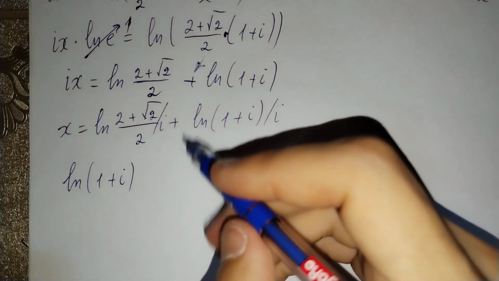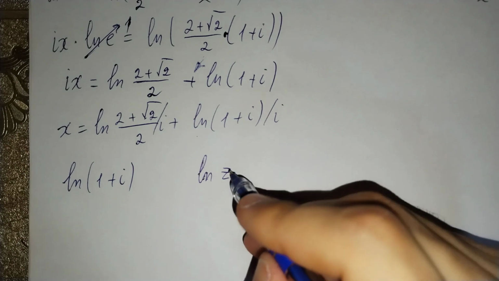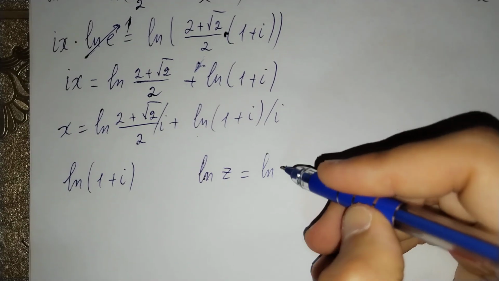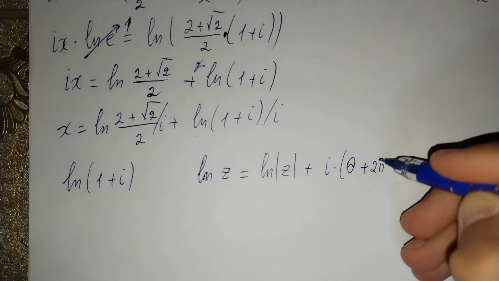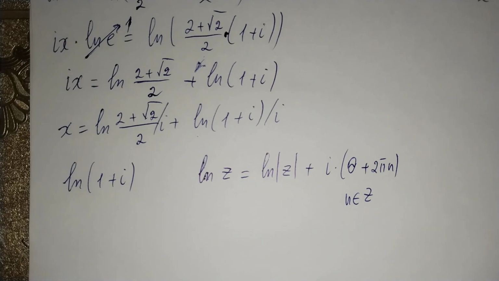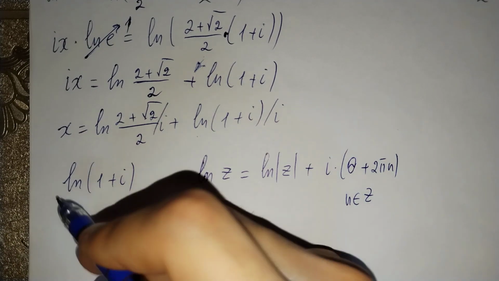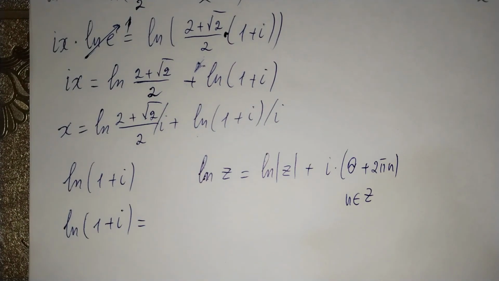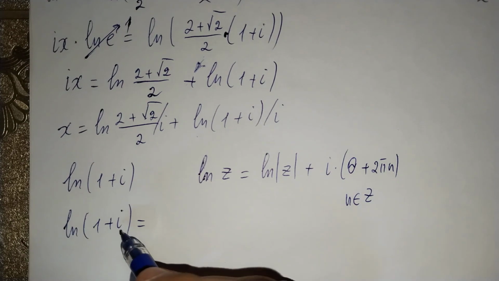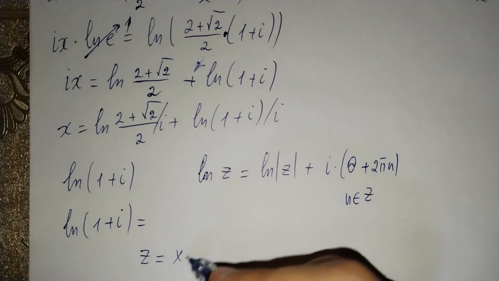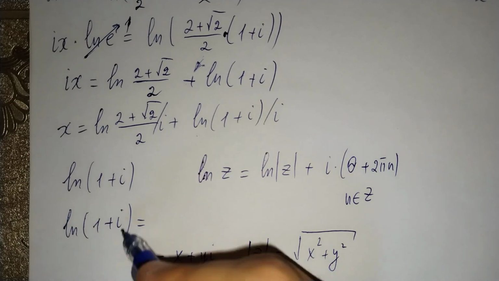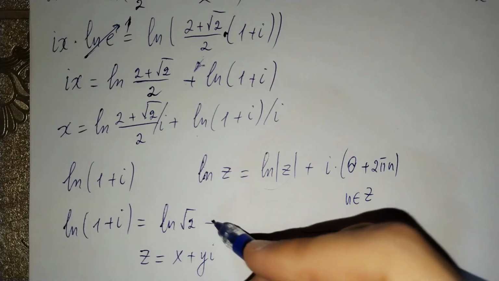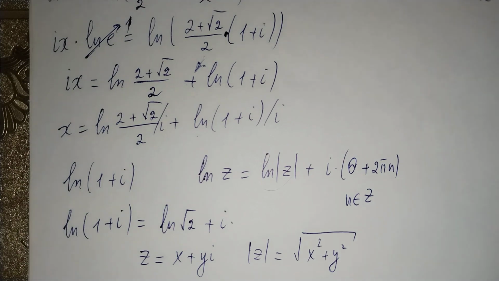We know from complex analysis that ln z, the ln of a complex number, is equal to ln of the modulus of z plus i times theta, which is the argument of z, plus 2 pi n, where n belongs to the integers. And now let's find ln of (1 plus i). Firstly we should find the modulus of this complex number, which is square root of 2, because if z is equal to x plus y times i, the modulus of z is equal to square root of x squared plus y squared. And here ln square root of 2 plus i times theta. What is theta? Now let's find theta.